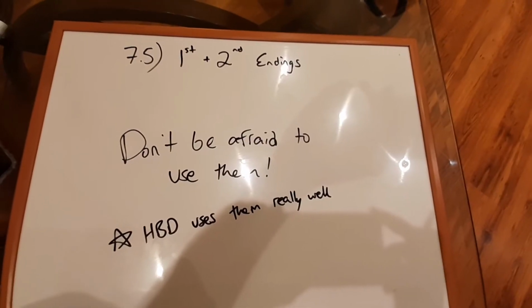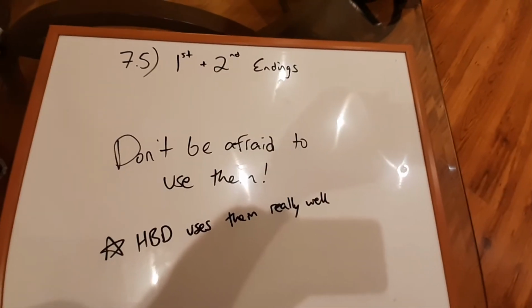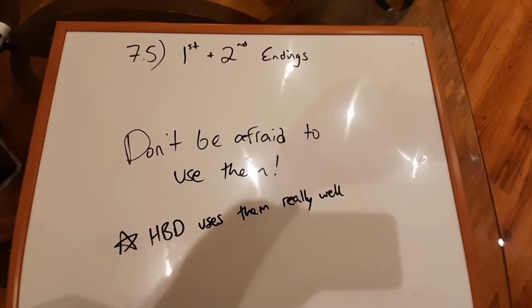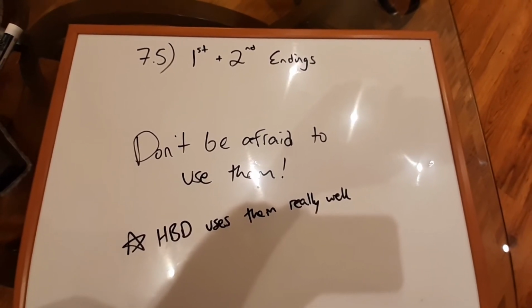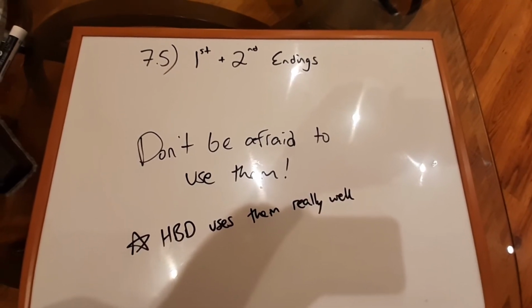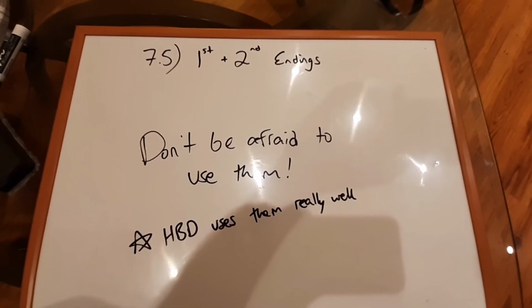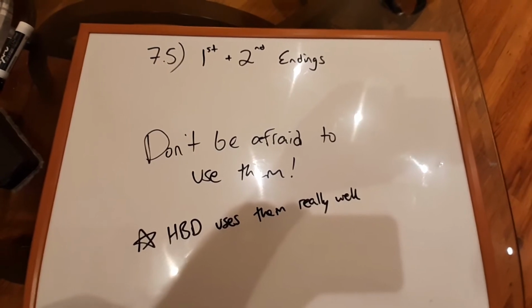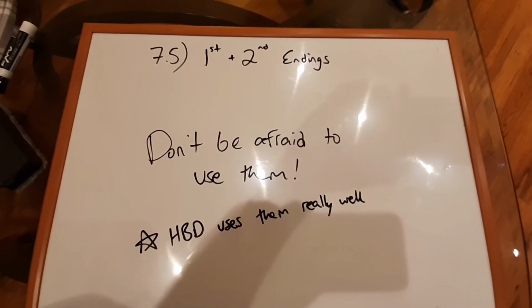Okay, this one's 7.5 because I forgot to write it in. First and second endings. Don't be afraid to use them. In music, it's really important to have first and second endings. If you have an idea that you really like, and you want to go over and do it again, but you want to maybe change the flavor of it at the end, just do a first and second ending. So that might mean doing 7 measures of the exact same thing, but then on measure 8, changing it.